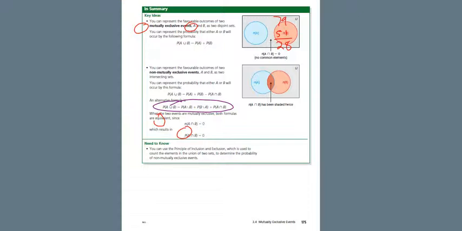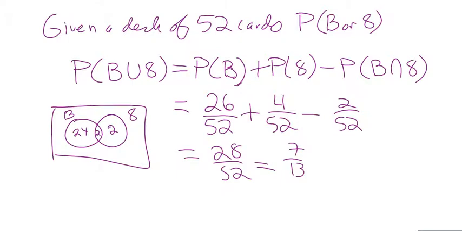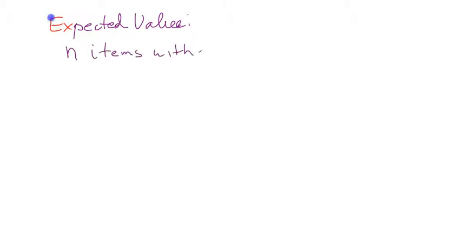One last thing with probability: expected value, or how many things, right? So if we have n items with a probability of p.